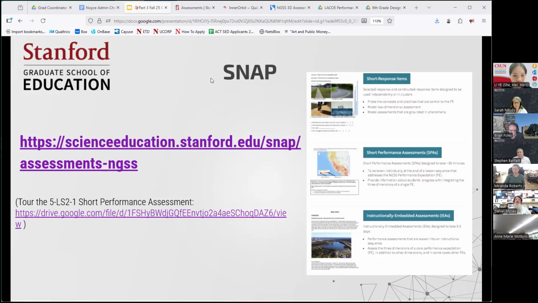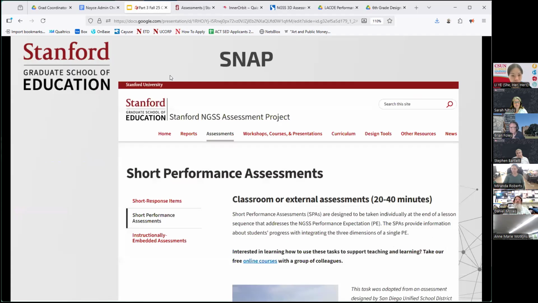One of the really good ones is SNAP. That's the Stanford, I forget what the acronym is. SNAP is the NGSS Assessment Project. What they have is a bunch of vetted assessments in different formats: short response items, short performance assessments, and instructionally embedded assessments, which are just a little bit longer performance assessments. You can get onto the SNAP website and check out all their good stuff.